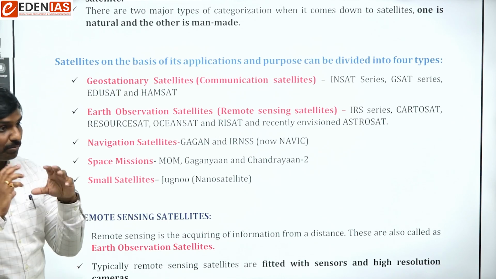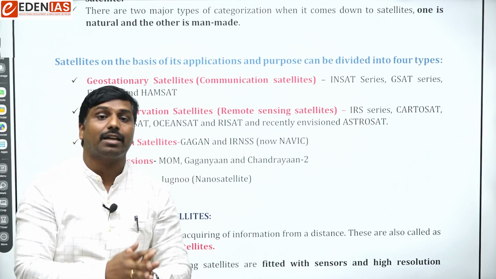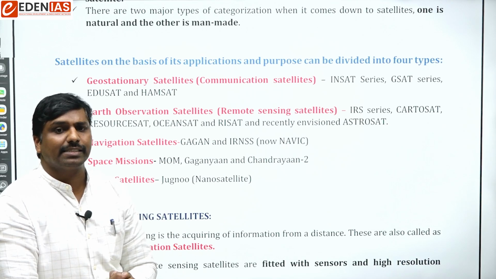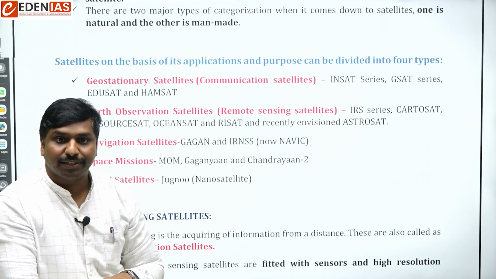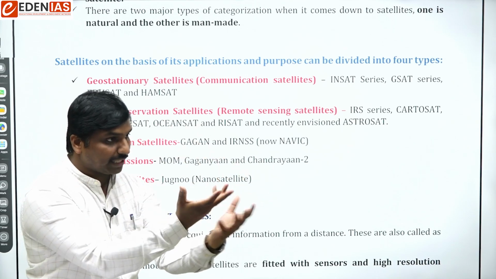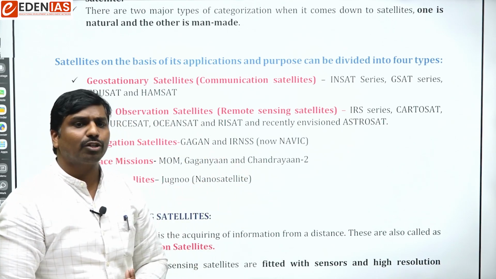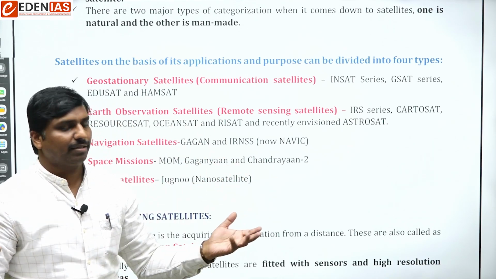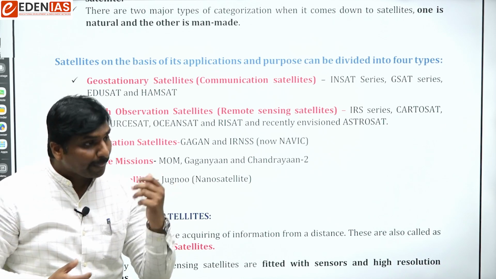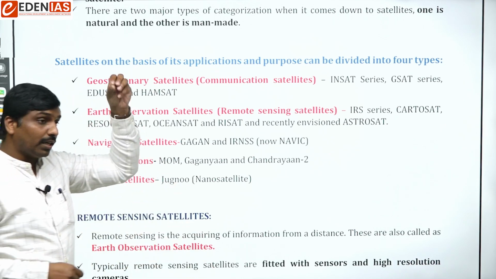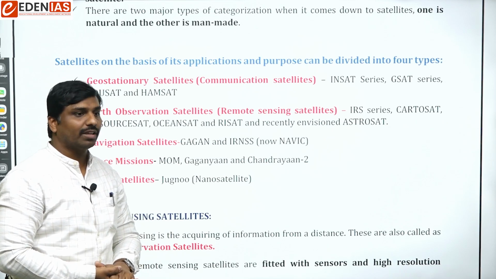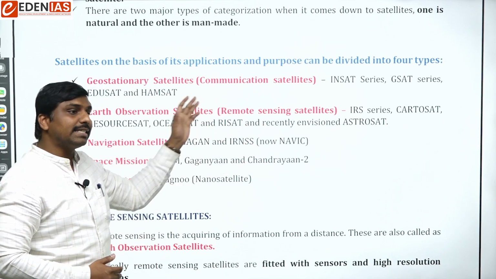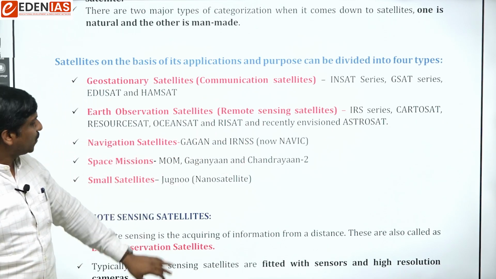We try to observe various aspects that are present or happening on the Earth. Let's say, for example, to map the minerals present in the Earth, to map the vegetation present on the Earth, or to map various resources present on the Earth. We also monitor the climate and weather patterns on the Earth. Are you getting that? So remote sensing is this thing. So that is one thing.